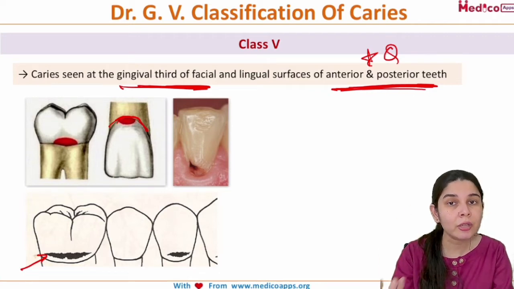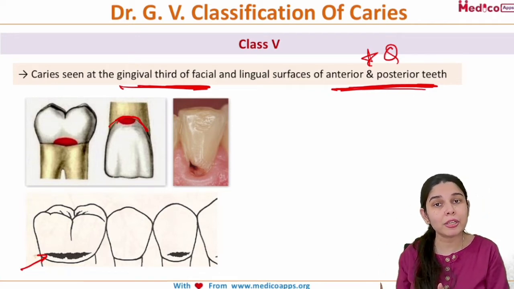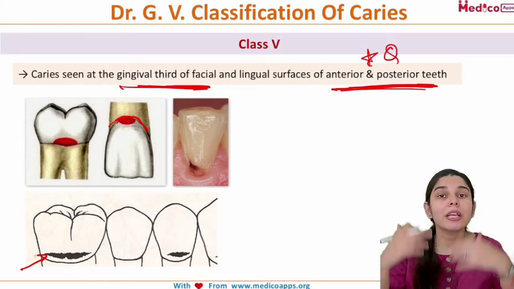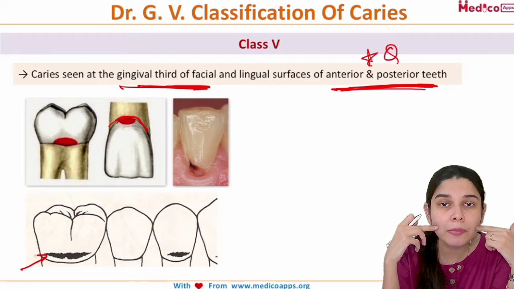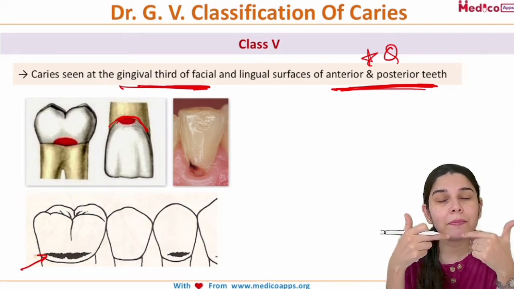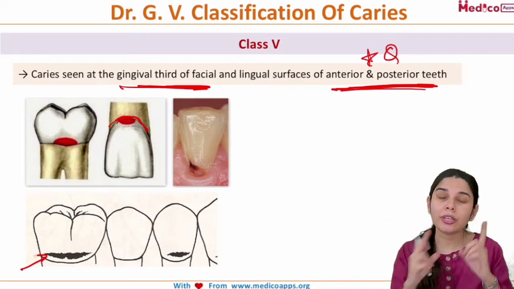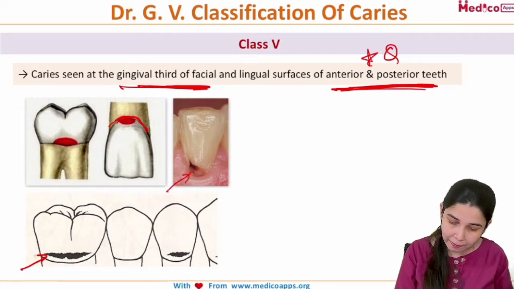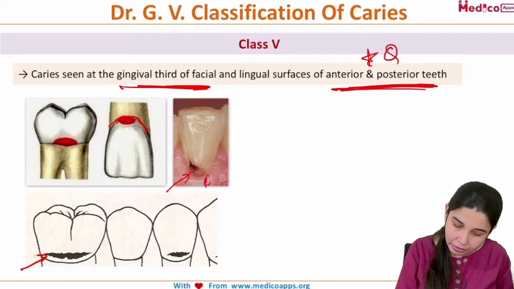And where is the gingival third present? On the buccal surface and the lingual surface. That means the buccal surface towards the buccal mucosa and the lingual surface towards the tongue. So here the caries are present at the gingival third. So this is an original picture. This is the gingiva and this is the teeth.